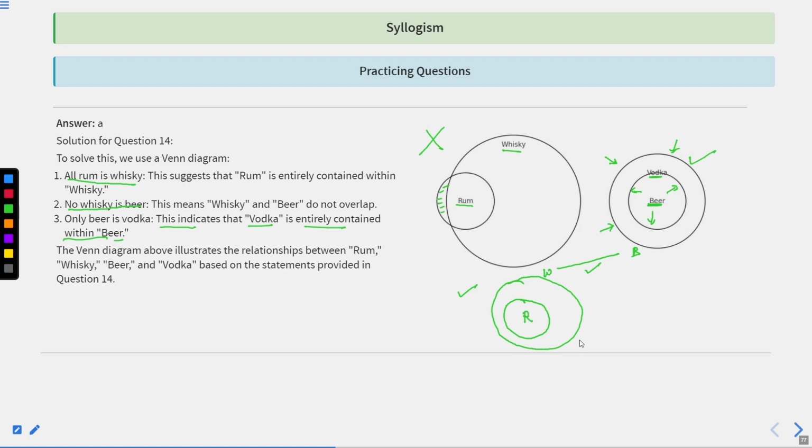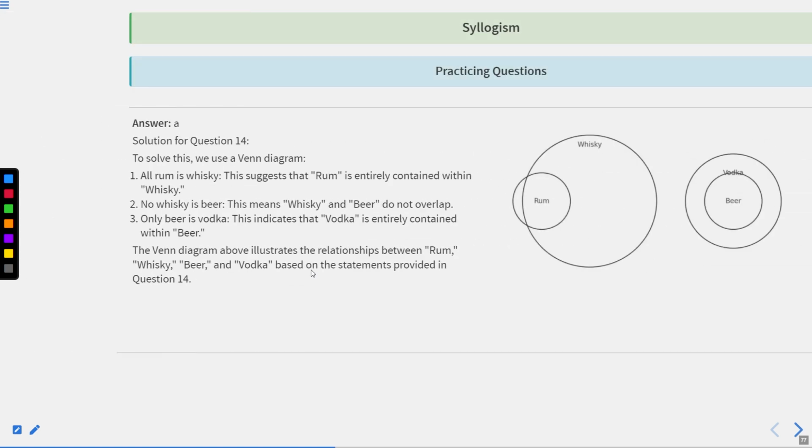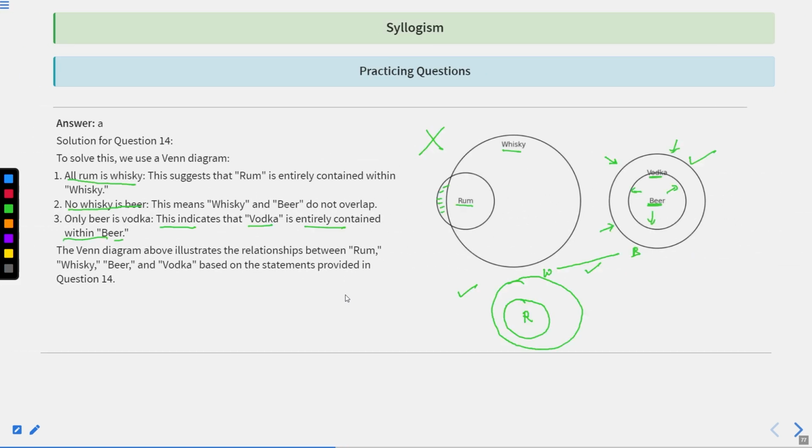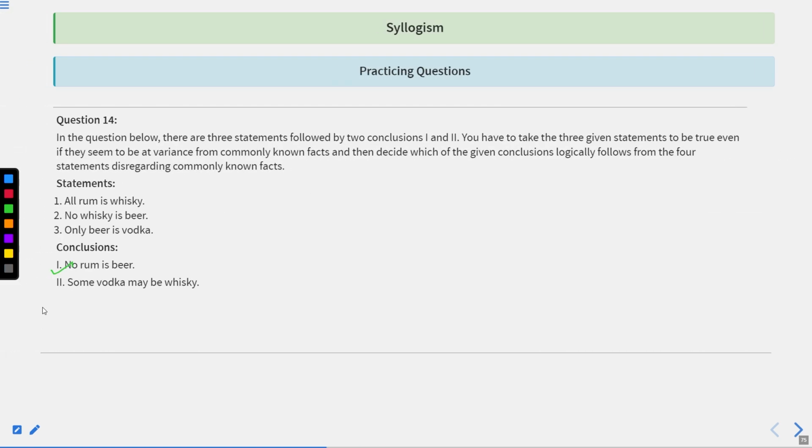Now what we need to do is cross verify the solutions that have been provided in the form of the conclusions. The conclusion states no rum is beer. Now let's try to analyze whether no rum is beer according to this Venn diagram. So rum is here and beer is inside. There is no relation between beer and rum. So the first statement seems to be correct, that there is no rum which is beer.